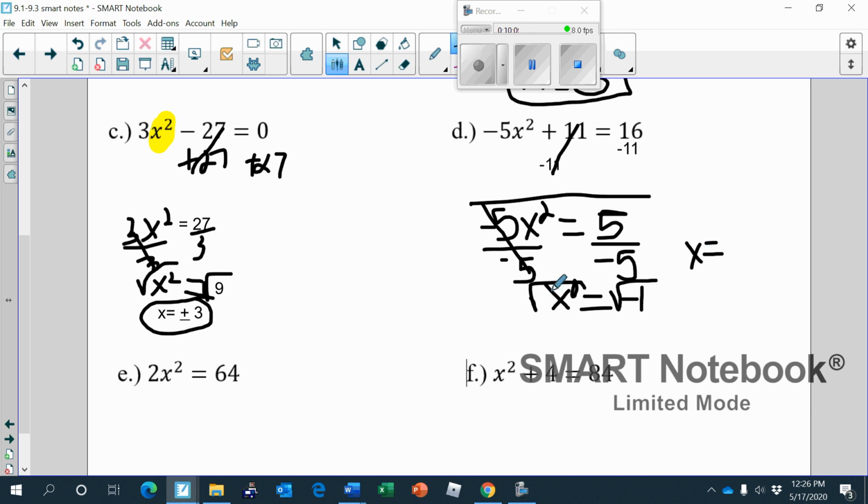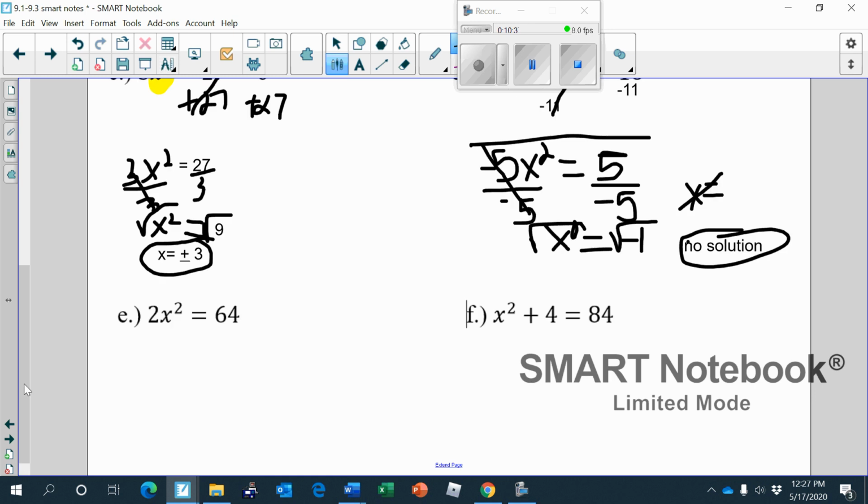So if you're trying to take the square root of any negative number, your answer is no solution. x does not equal anything. There is nothing you can plug into this equation that will allow it to work. This equation will never work, so there is no solution. That's because this is a negative number, and you cannot take the square root of a negative number. It's not possible for real numbers, so it's no real solution.